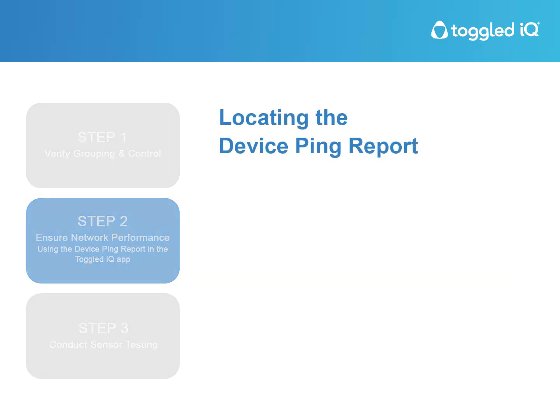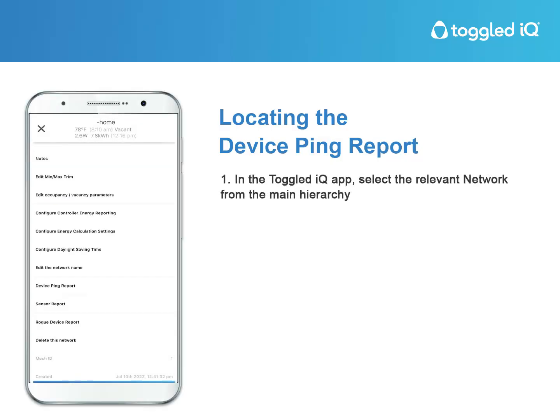Locating the device ping report. In the Toggled IQ app, select the relevant network from the main hierarchy. Scroll down and select Device Ping Report.